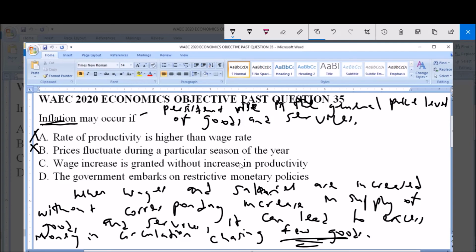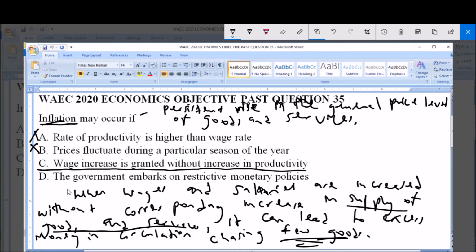So this is what happens when wages and salaries are increased and there is no corresponding increase in supply of goods and services, that is increase in productivity. So option C, wage increase is granted without increase in productivity, is linked to inflation and is the correct answer to this question.